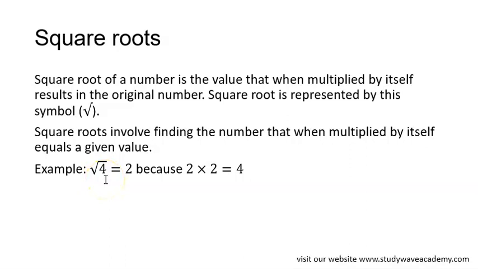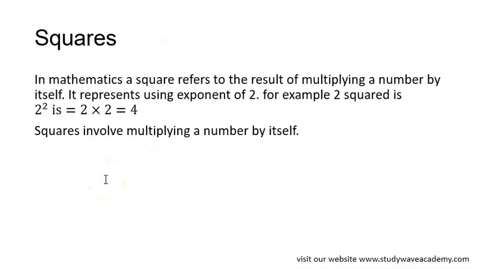We're going to also be looking at squares. What do we mean by squares? In mathematics, a square refers to the result of multiplying a number by itself. It is represented using an exponent of 2, which is raised to power 2. For example, 2 squared is equal to 2 raised to power 2, which is 2 times 2. The raised to power 2 represents that 2 should be multiplied twice, which gives us 4. Okay? Good. So squares involve multiplying a number by itself, and square root involves finding the number that when multiplied by itself equals the given value.